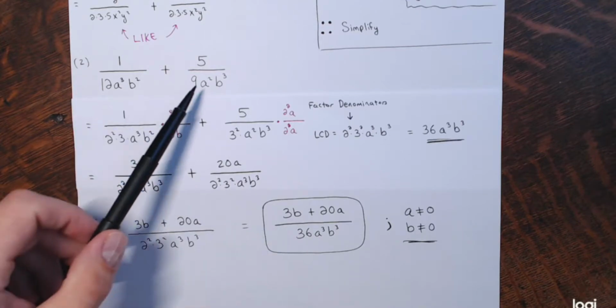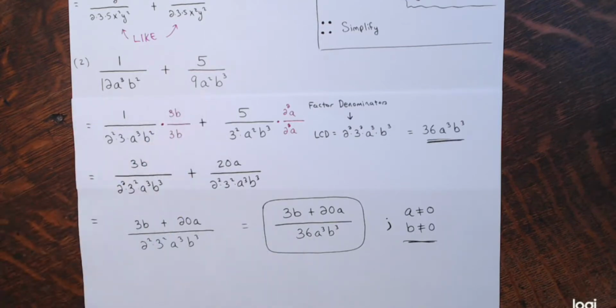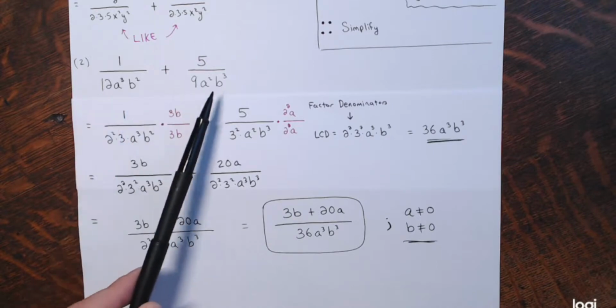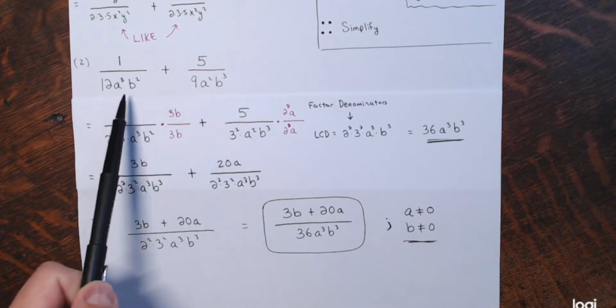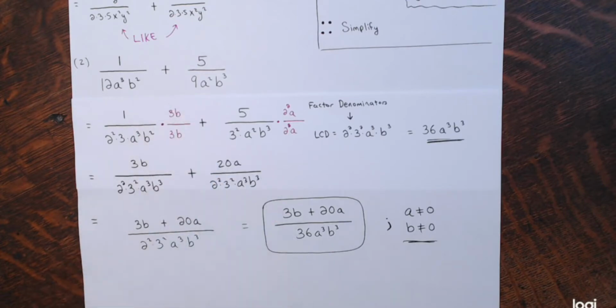And again, I'll leave this one to you. Replace a and b with any numbers except for 0, and check: is the value of the first expression equal to the value of this final one? And they should be.